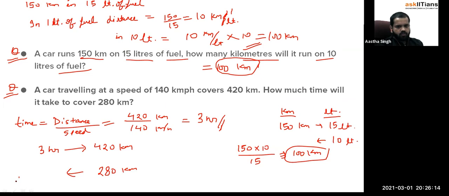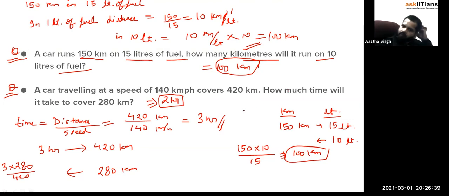Just cross multiply. You will get 3 multiplied by 280 divided by 420. The 0 will cancel out. 7 6s are 42 and 7 4s are 28. 4 6s are 12, divided by 6, that is 2 hours.